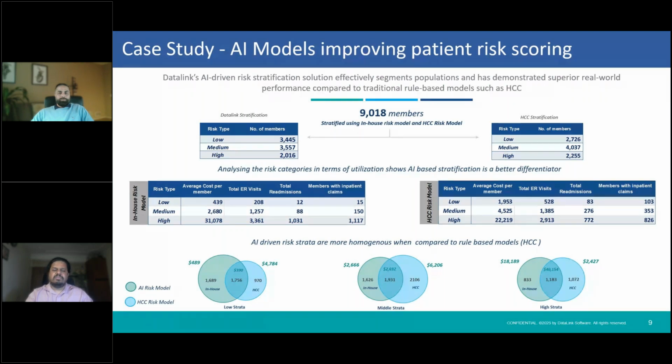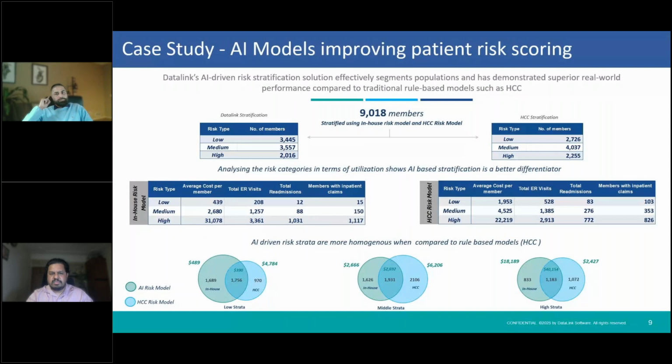So we are trying to see two things here, and what we did was we synthesized the data. We synthesized a small data set for 9,000 members, and this is as close as it can get to the actual claims data that we have in any real world scenario. And we gave this data to both these models to break down these members into three categories: a low risk category, a medium risk category, and a high risk category.